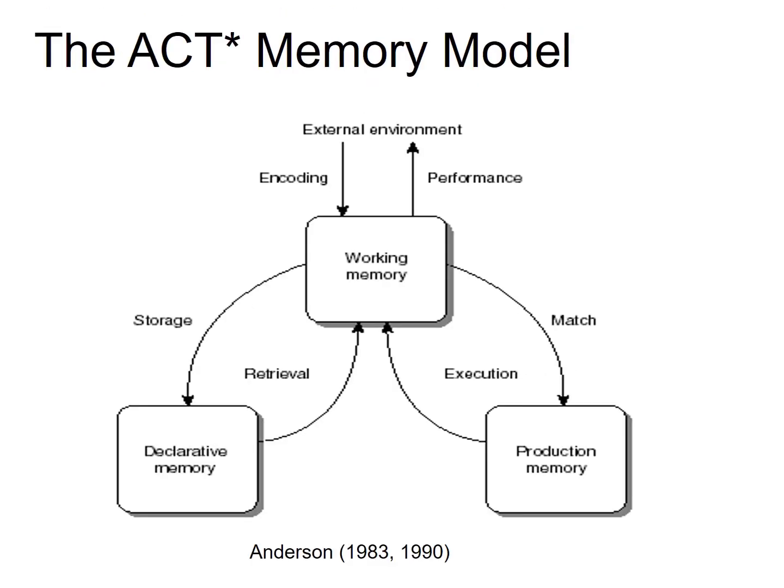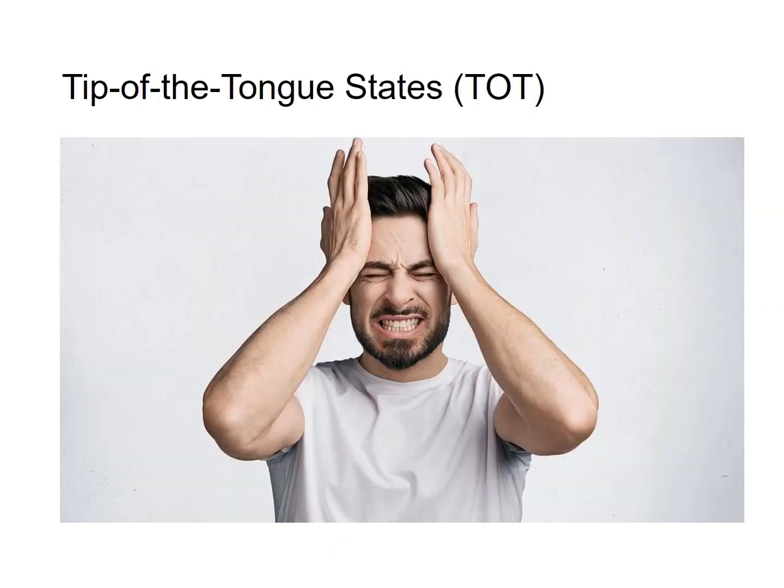In the early 1980s, the ACT-STAR memory model was proposed by John Anderson. The strength of the model was that it did distinguish between declarative explicit memory from production or implicit memory. In the decades since the ACT-STAR model was proposed, researchers have become much more detailed about their thinking of encoding in memory and retrieval from memory. Researchers have recognized that sometimes retrieving information from memory can be unsuccessful. You know the information, but you can't just produce it on cue.